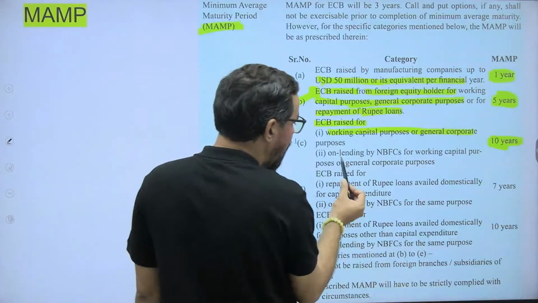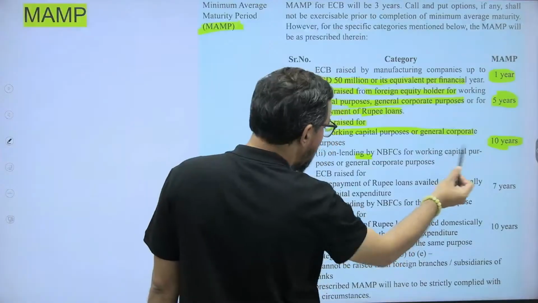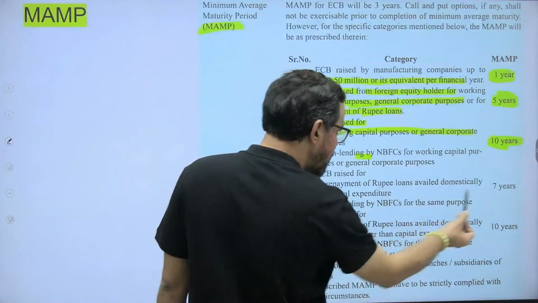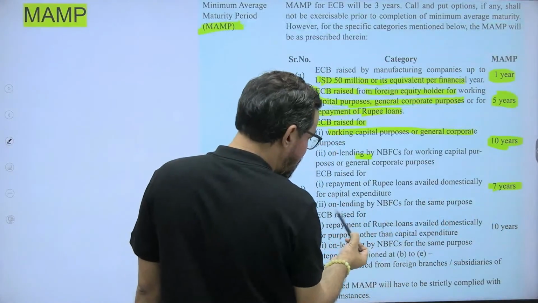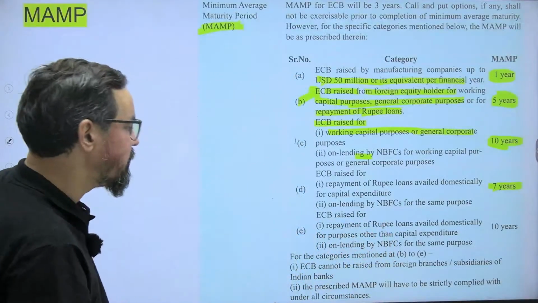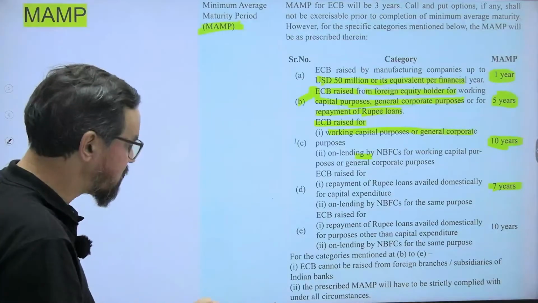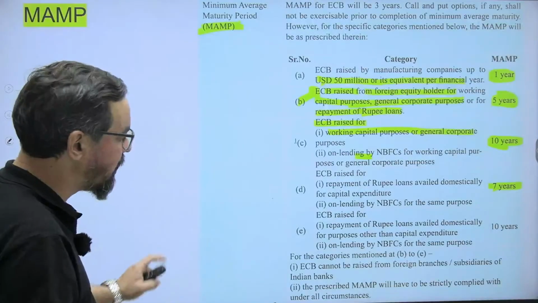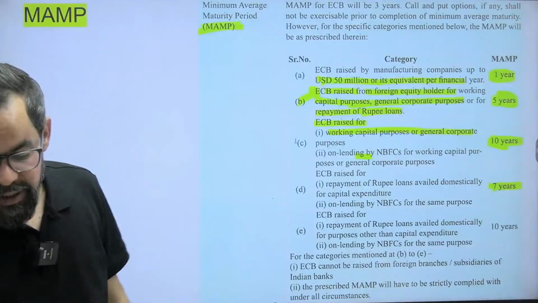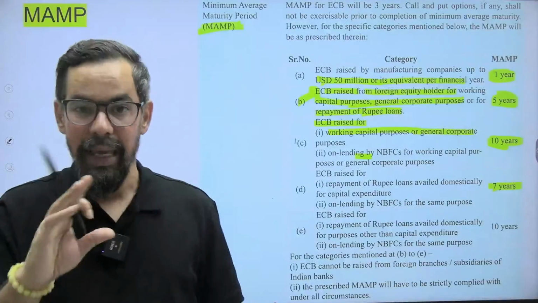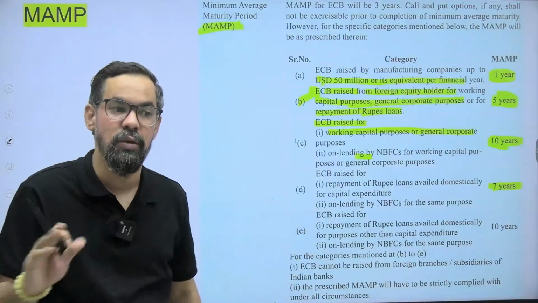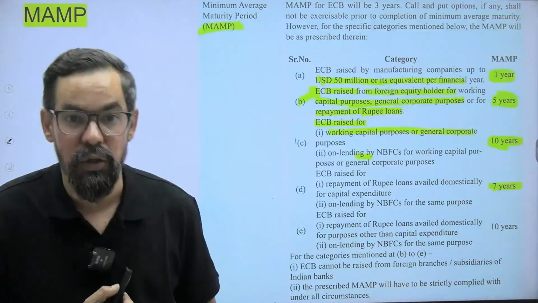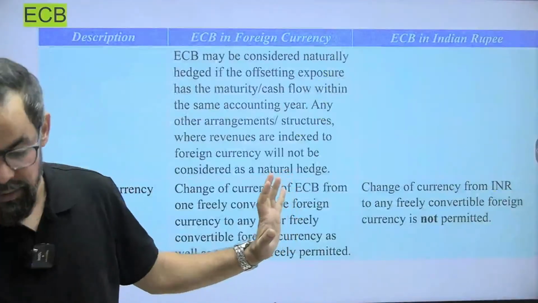And then on-lendings by NBFCs for working capital purpose, general corporate purpose, repayment of rupee loan availed domestically for capital expenditure is 7 years. And then on-lending by NBFC for the same purpose, ECB raised for repayment of rupee loan, 10 years. For purposes other than expenditure on lending by NBFCs and all, again 10 years. So these are the areas, this classification, and we discussed one or two application based questions around this in yesterday's class also. And even in your mock test there were 2-3 questions around this, so please take care of this one.